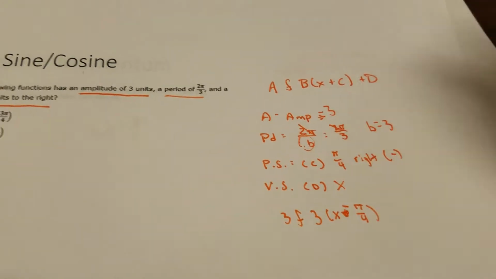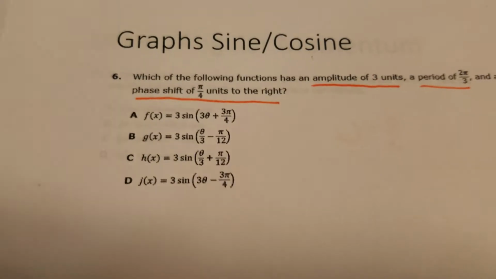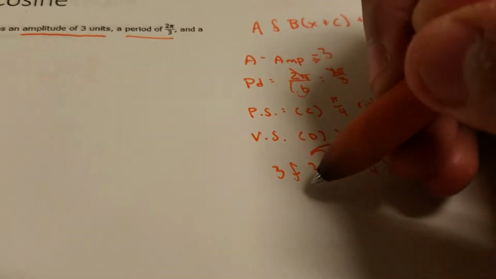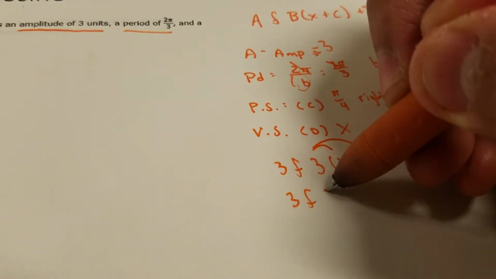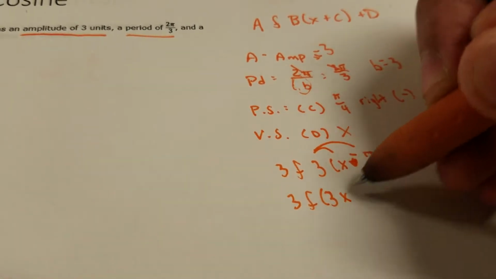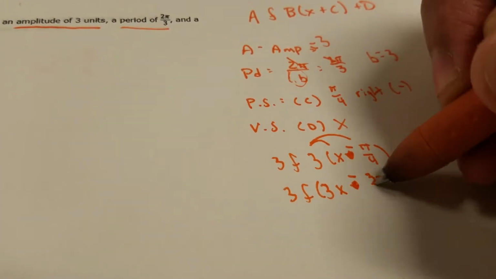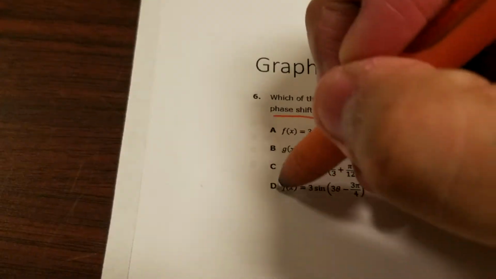That's what we said. This is a correct equation, but if I look over here, this is not the form they have, so I'm going to distribute this 3. The final answer, in the parentheses now, is 3x minus 3 pi over 4, which corresponds to answer D.